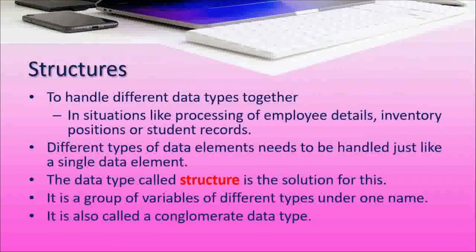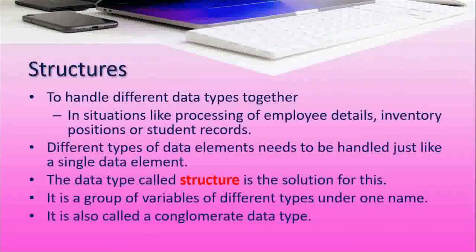But there are situations where we want to store different types of data together, like a character, a string, an integer value, a float value, or a long value, etc. That is situations like employee details: the name of the employee, the number of the employee, the date of birth of the employee, the salary of the employee, etc. These are different data types. The name of the employee is a string. The employee number can be a combination of alphanumeric characters, so it can be a string, or in some cases it can be integers also.